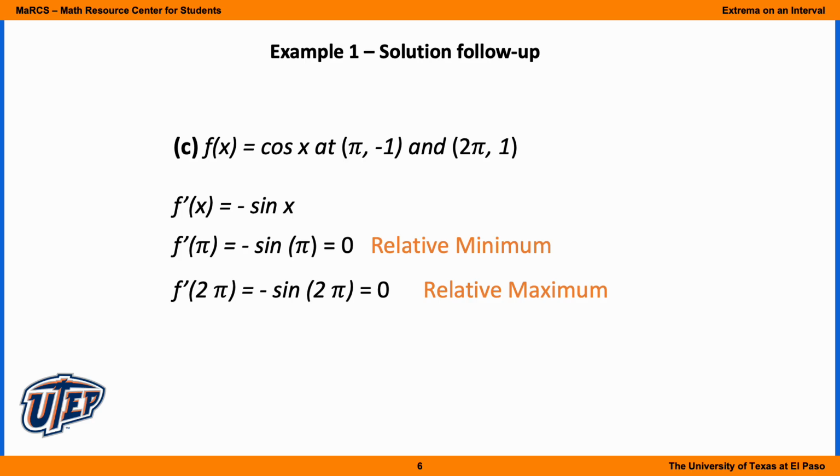Now plugging in 2 pi into our original function, f of x, we have cosine of 2 pi, and that is equal to positive 1. So that is how we got the point (2 pi, 1) for our relative maximum.